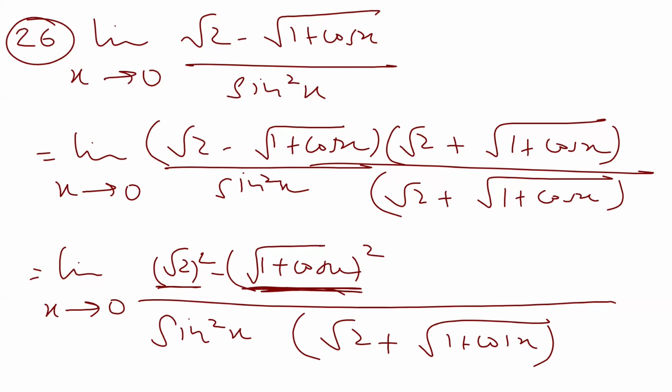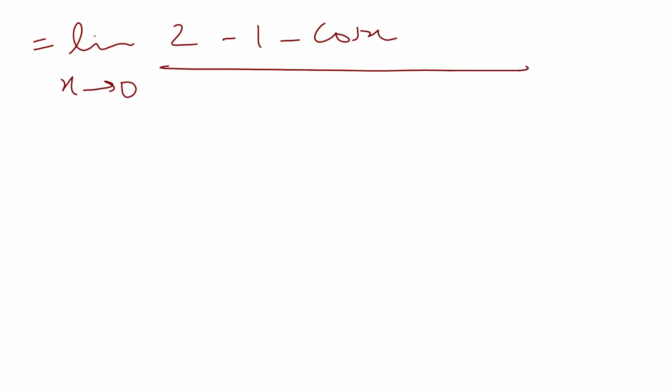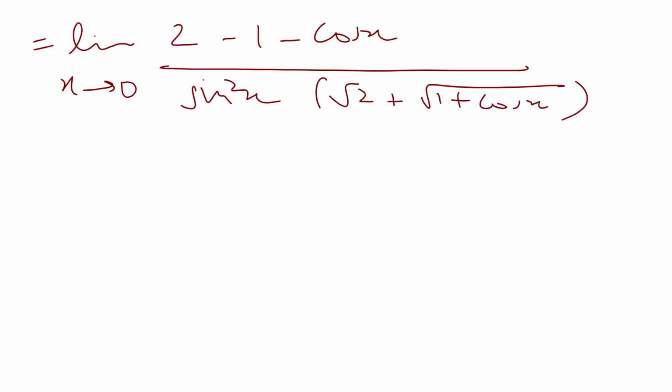But then when you take this minus sign inside, 1 and cos will be negative. So limit x approaching 0, 2 minus 1 minus cos x upon sin square x into root 2 plus root of 1 plus cos x.